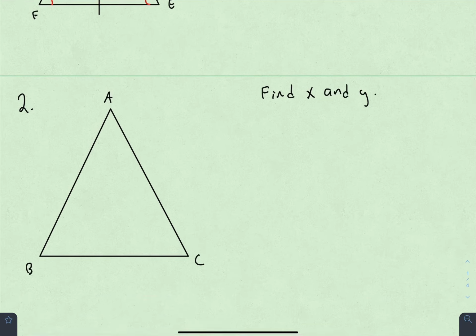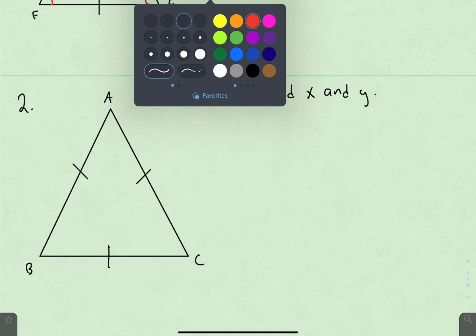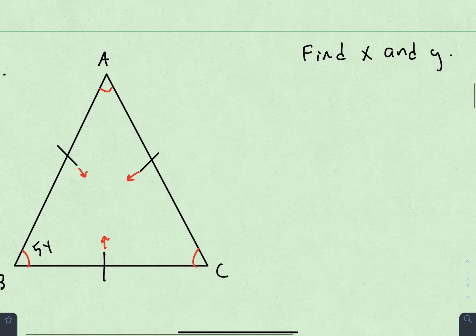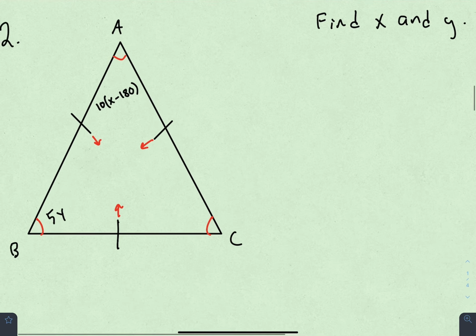All right, on number 2, we're going to find x and y. We've got an equilateral triangle, which means, again, we know that all three of these angles on the inside are the same, because if I drew arrows from all the congruent sides, they would point to every angle in the triangle. It's the same exact process that we talked about when we did isosceles triangles. Now I'm going to tell you that angle B is 5y, and I'm also going to tell you that angle A is 10x minus 180 degrees.